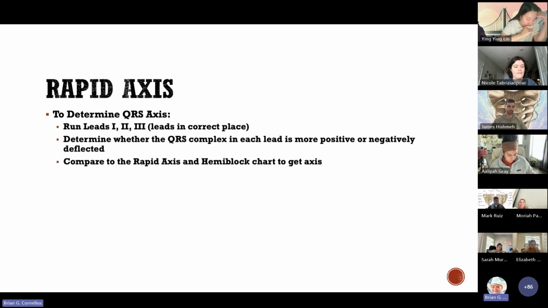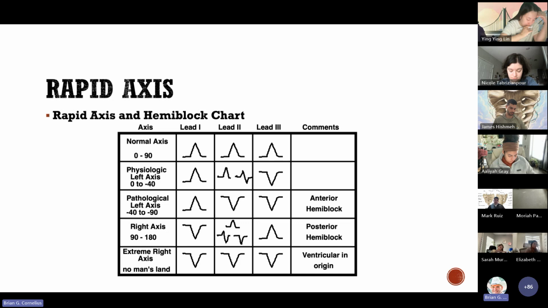we've got to make sure our leads are in the right place. And then we just have to figure out those 3 leads. So lead 1, lead 2, and lead 3. And that will make things really simple for us. So this is that chart I'm talking about. So in your minds, memorize this. This is just summarizing that information that we were just looking at.